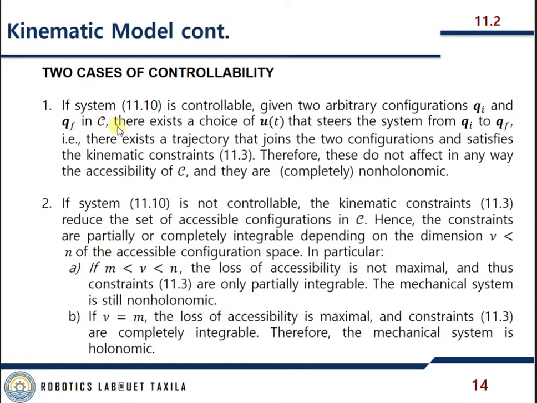configuration space C, there exists a choice of u(t), that is the input vector, that steers the system from qi to qf. Pretty obvious. That is, there exists a trajectory that joins the two configurations and satisfies the kinematic constraints defined in 11.3. Therefore, these do not affect in any way the accessibility of configuration space C, and they are completely non-holonomic. Now, case number two.